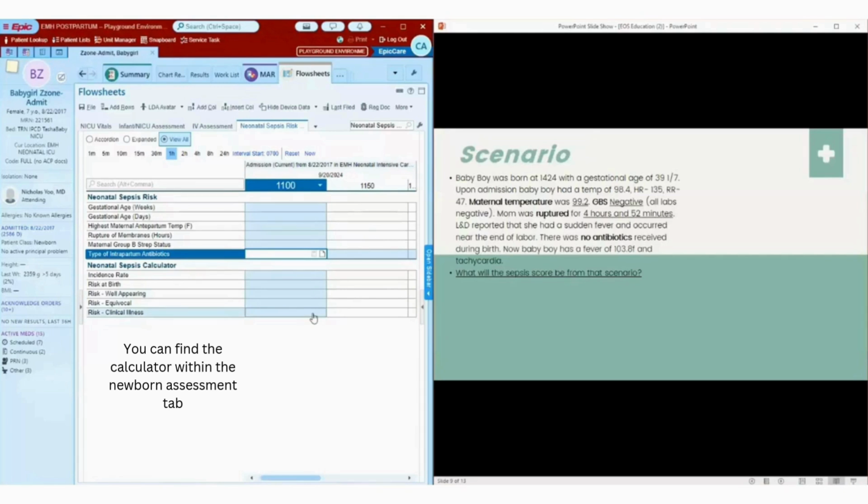Labor and delivery reported that she had a sudden fever that occurred near the end of labor. There were no antibiotics received during birth. Now baby boy has a fever of 103.8 and tachycardia. So what will the sepsis score be from this scenario?